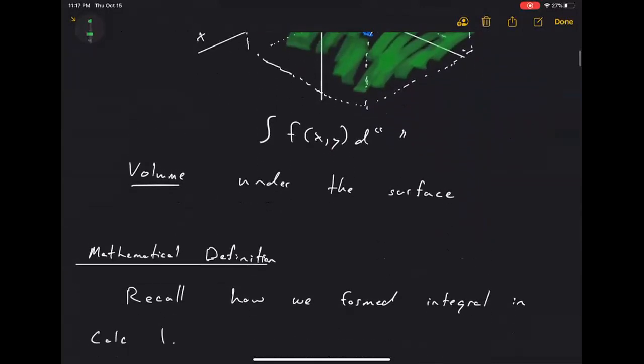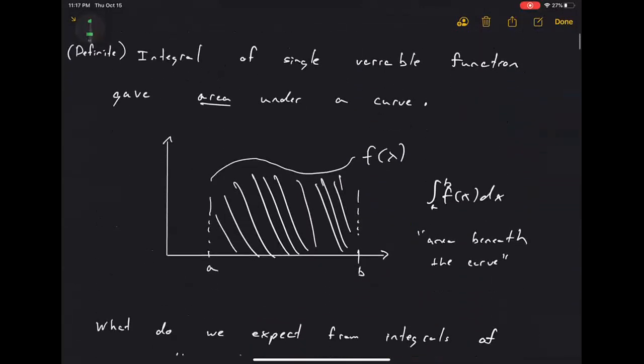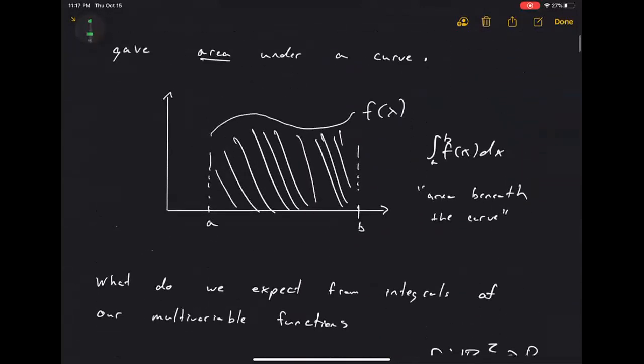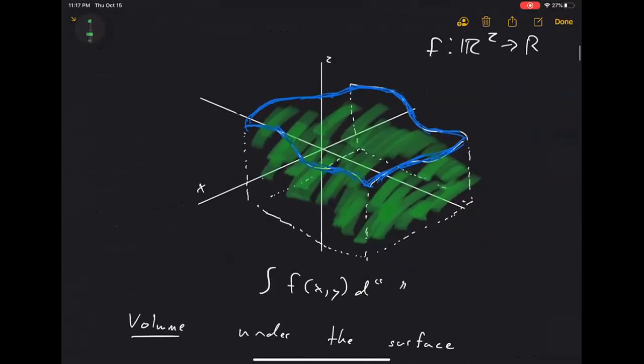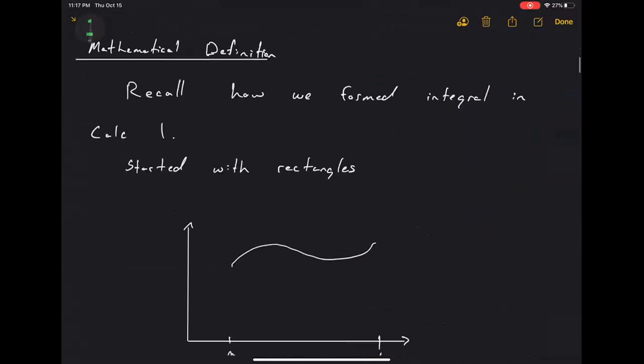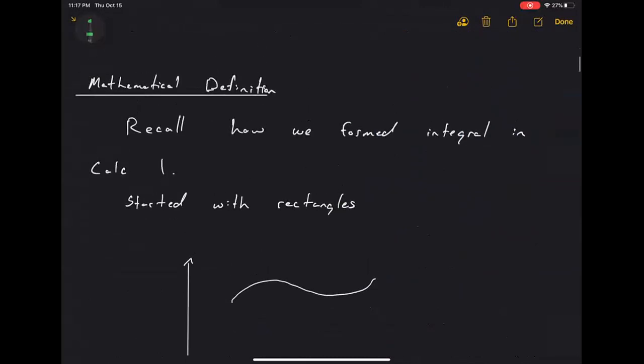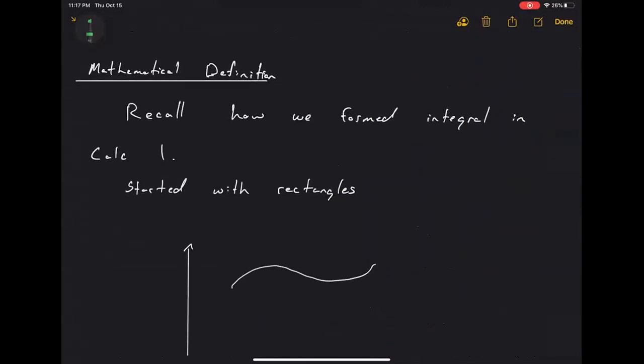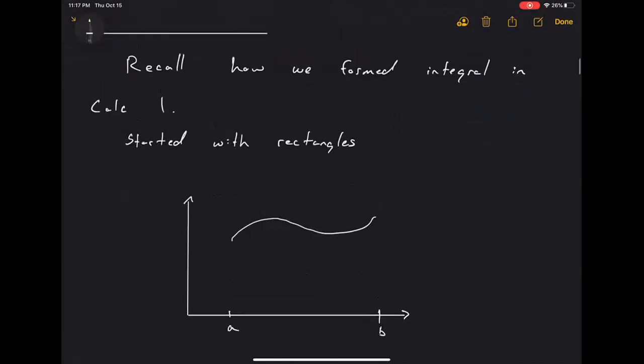But again, just like the area beneath a curve is a naive way to think about the integral of a single variable, that volume beneath a surface is a good starting point, but we don't want to confine ourselves to that too much. So let's remember how we formed the integral in our single variable calculus course. We started from this viewpoint of wanting to find the area. Okay, that's fine for a starting point.